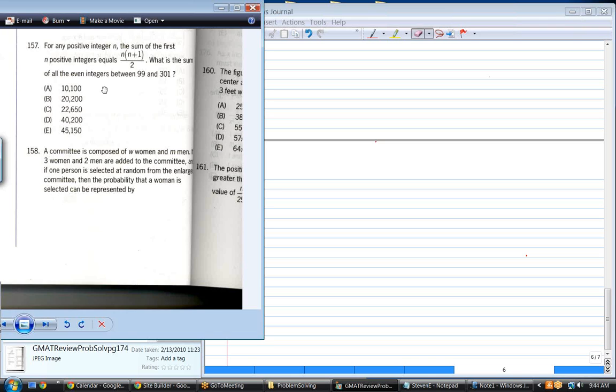Let me ask you this. What is the sum of the integers, all of them, between 0 and 99? Or, I'm sorry, between 1 and 99. What is the sum of those integers based on this thing here?